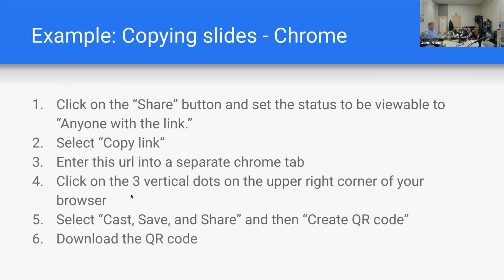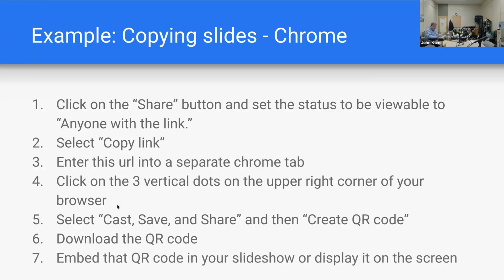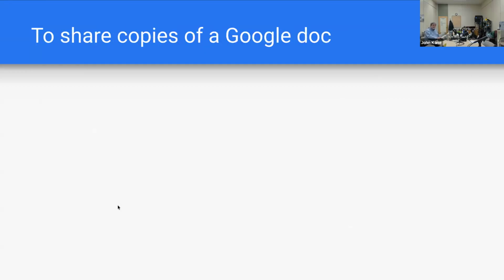You copy the link, you put it in another tab in Chrome, you click on the three vertical dots in the corner, you slide down in that listing to cache, save, and share, and choose the option to create a QR code, and then download the QR code. And there's one other step that I'd recommend in many cases. But there's one more step, and I think I have it on the next screen.